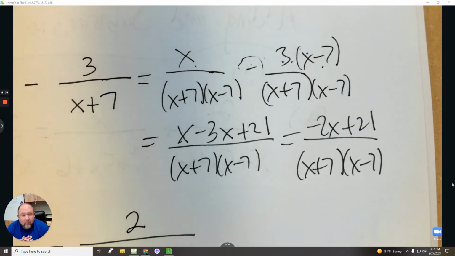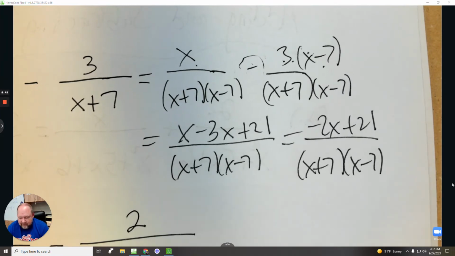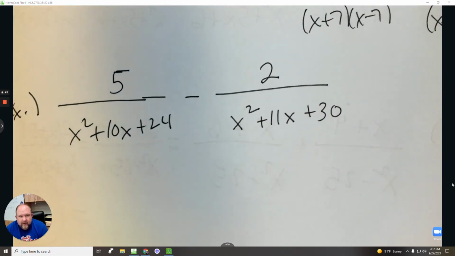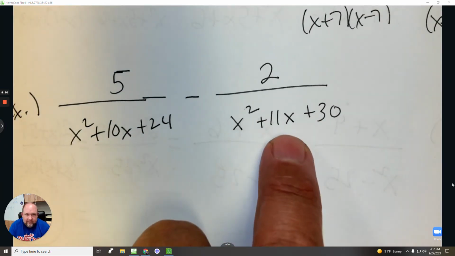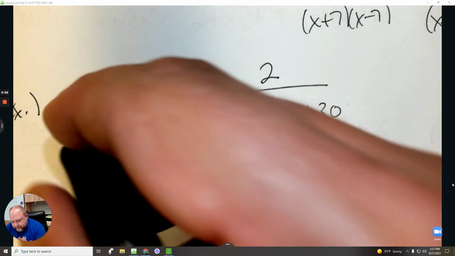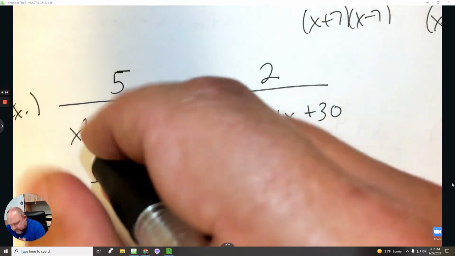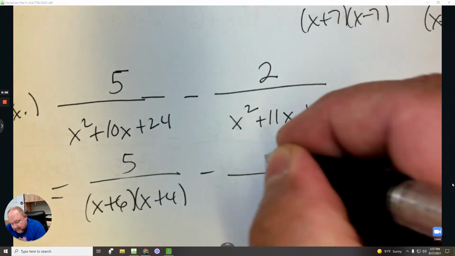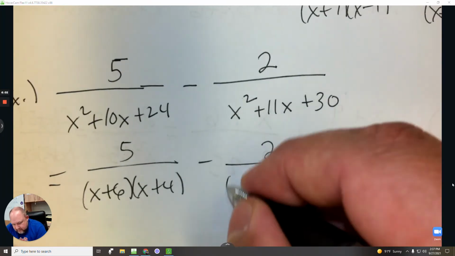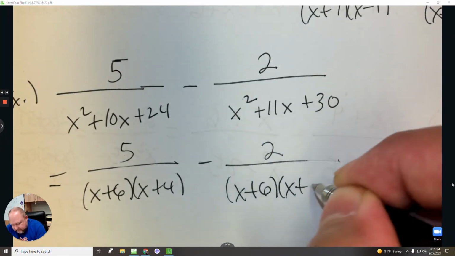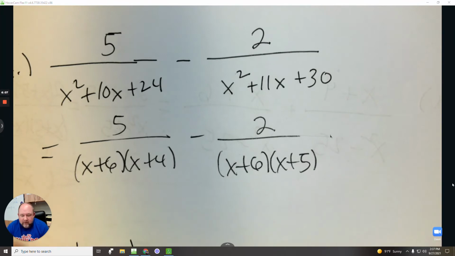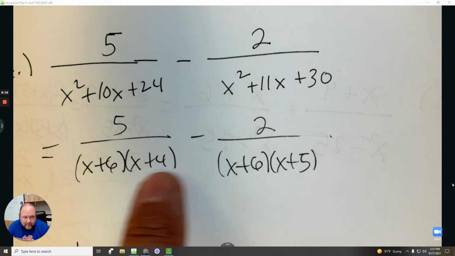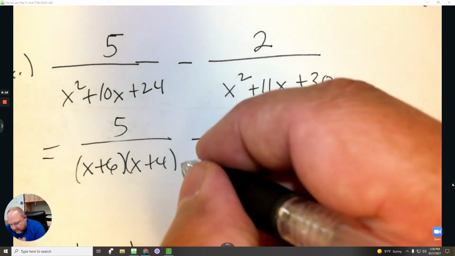All right, one more example of adding and subtracting when the denominators are not the same. So here the denominators are not the same. Step 1 is to factor. So the two numbers are 6 and 4. Same thing here in the denominator, factor. The two numbers are 6 and 5. And now look, what do they have the same and what do they need? So the first denominator needs an x plus 5, top and bottom.